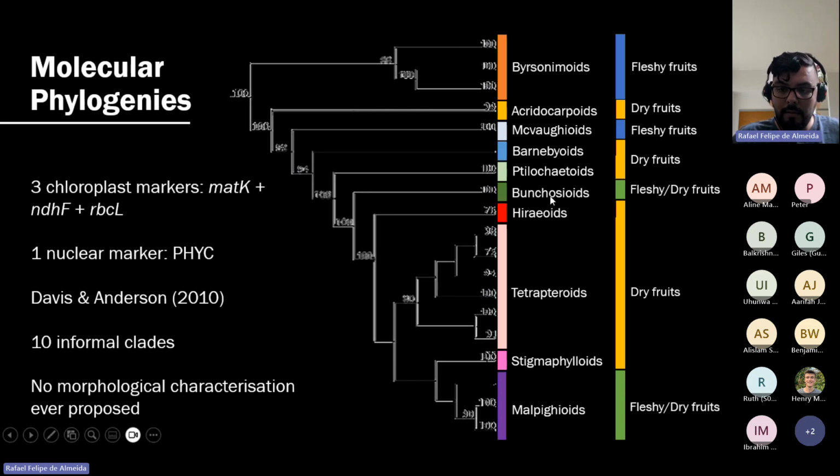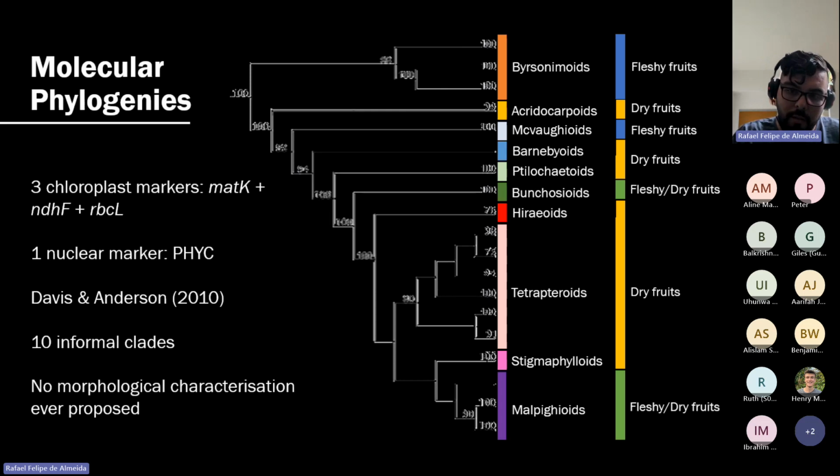So they recognize these 10 informal clades, and then they mapped the type of fruits according to this grouping that they recovered according to the molecular phylogenetic study. And as you can see here, the evolution of those different types of fruits, like dry fruits, fleshy fruits, or both of them, happened several times throughout the evolution of Malpighiaceae. So this would not be the most reliable morphological character for one to choose to create a taxonomic classification system for this group.